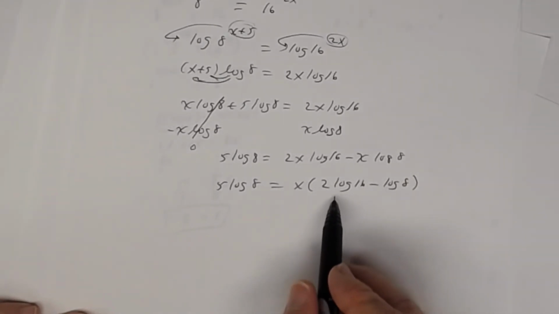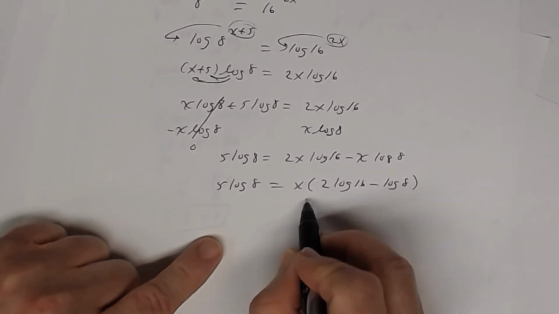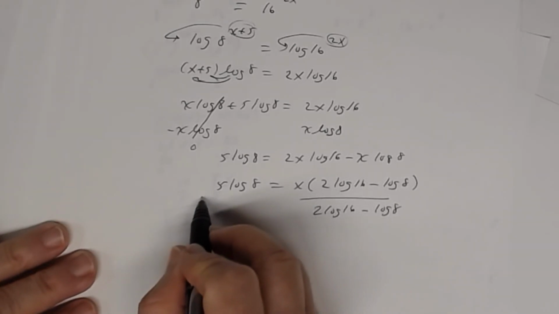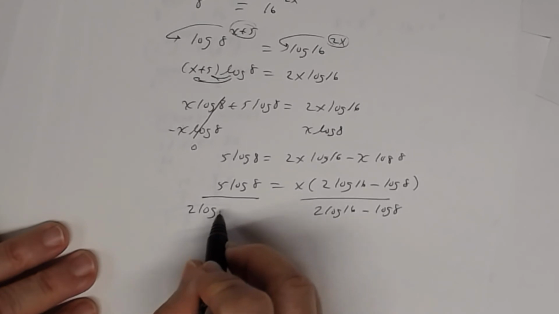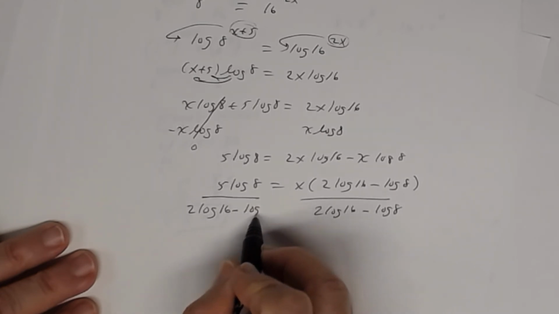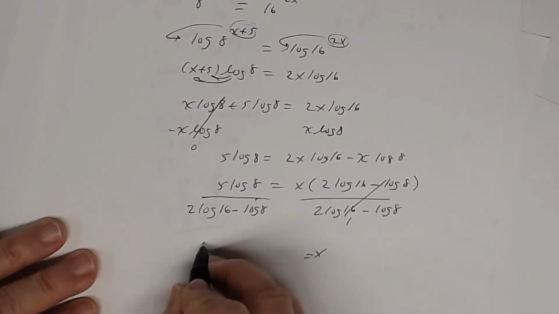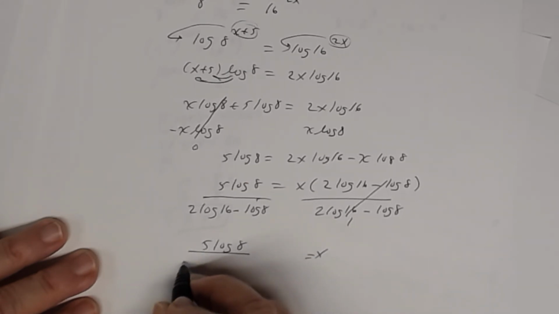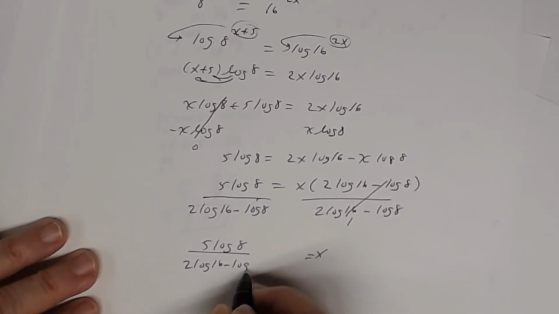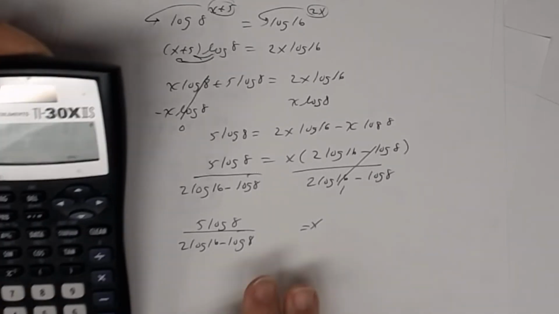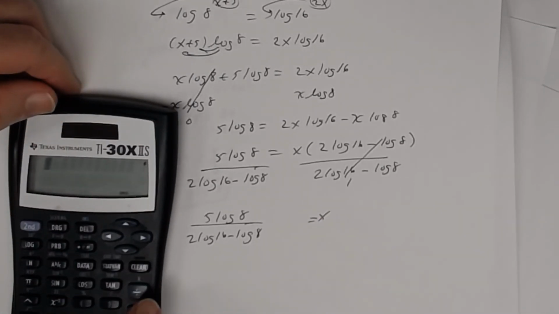Okay, and so now dividing both sides by 2 log of 16 minus the log of 8, and remember these divide out, so I get x to equal 5 log of 8 divided by 2 log of 16 minus the log of 8. Now you may say, well, that does not look like 3, right? That does not look like 3. But if you were to use your calculator, notice you will get 3.